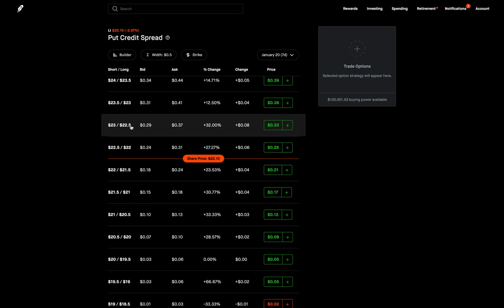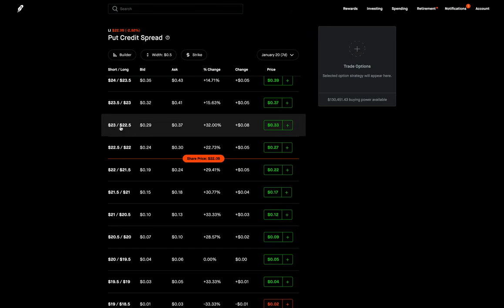And so again, let's pretend I believe Li Auto is going to be above $23 at expiration. I want to sell a put at that strike. So I want to look at short, the first number here, and find 23, which is right here. And then what you're going to do after that is buy a put with a lower strike. So for this one, the put I would be buying alongside of it would be the 22.50 strike.